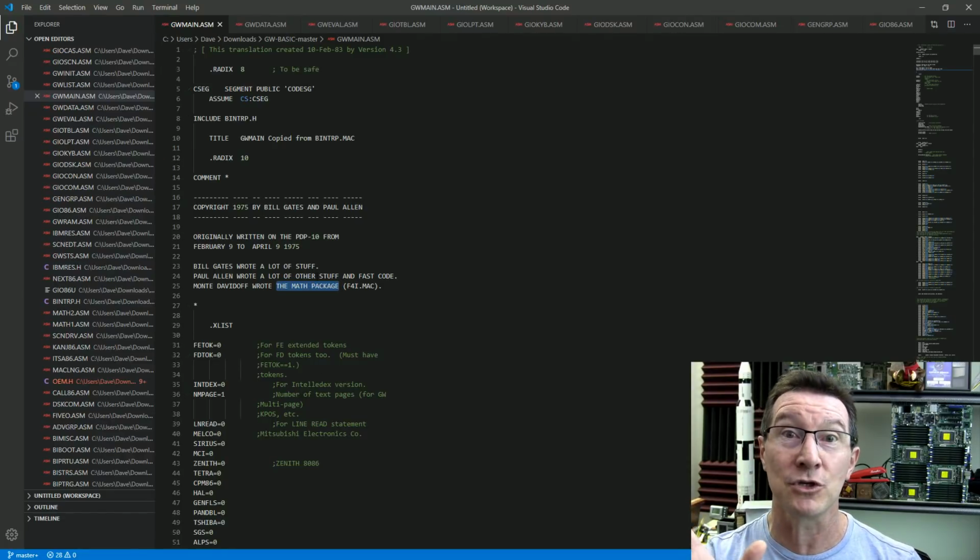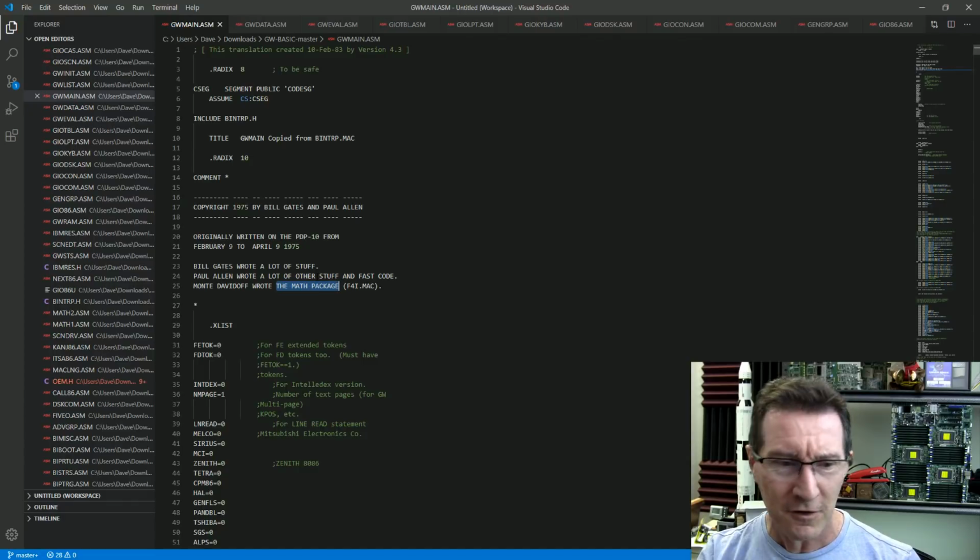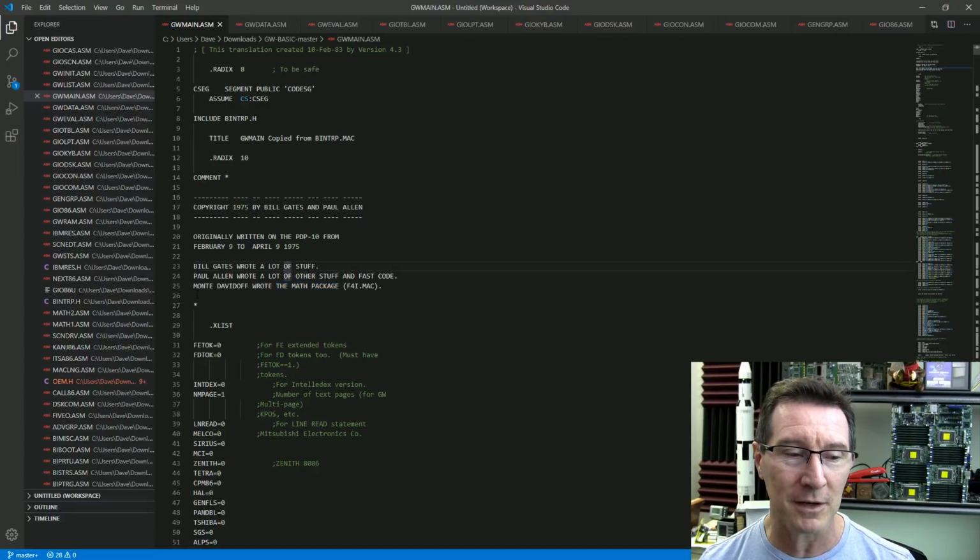This is for the original Altair, was it the Altair stuff? Of course they didn't start with GW Basic. Altair was originally their first one, so a lot of this code would have come from there and been ported over. But anyway, they didn't have time to write the floating point math package.